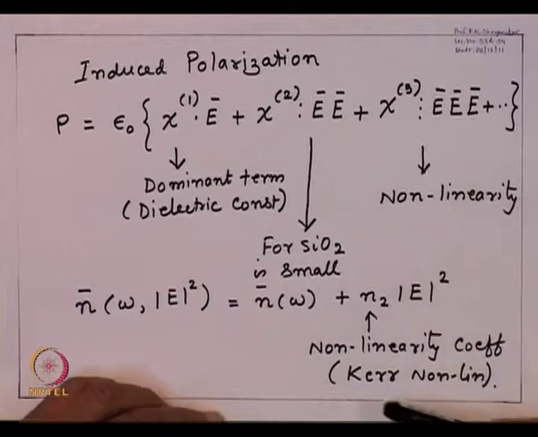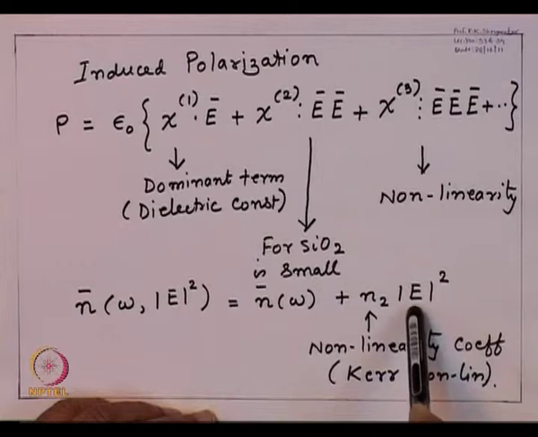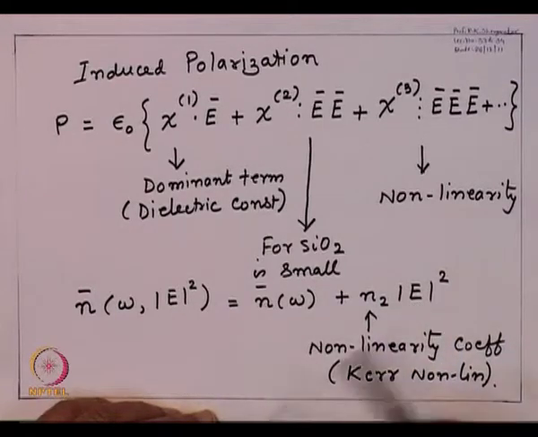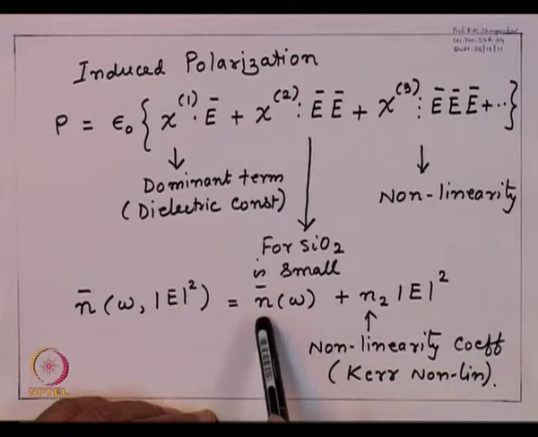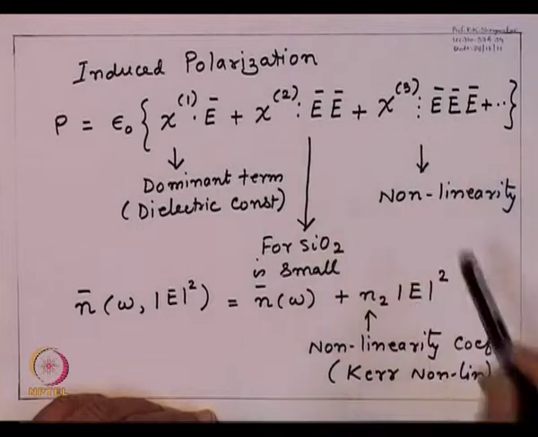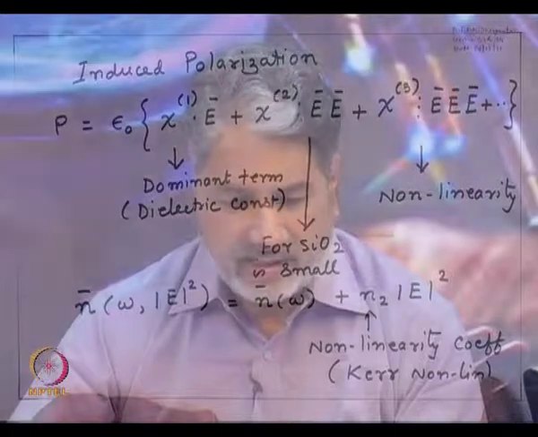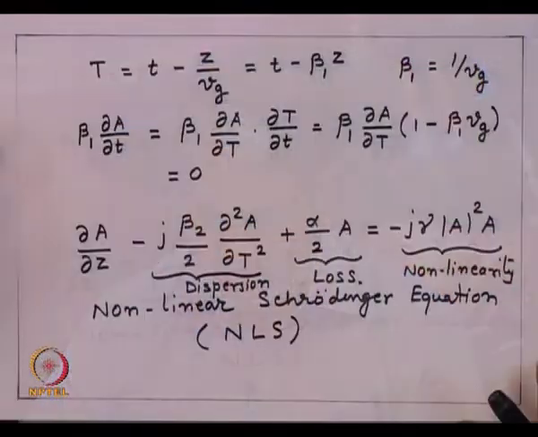And we took the case of the Kerr nonlinearity, where the refractive index of the material is related to the electric field square, that is the power density. So you have the refractive index of the material, which is the linear index, plus this term which comes because of the nonlinearity, which we call the Kerr nonlinearity. And then starting with the wave equation, we derived the nonlinear Schrodinger equation, which gives the evolution of a pulse on an optical fiber.